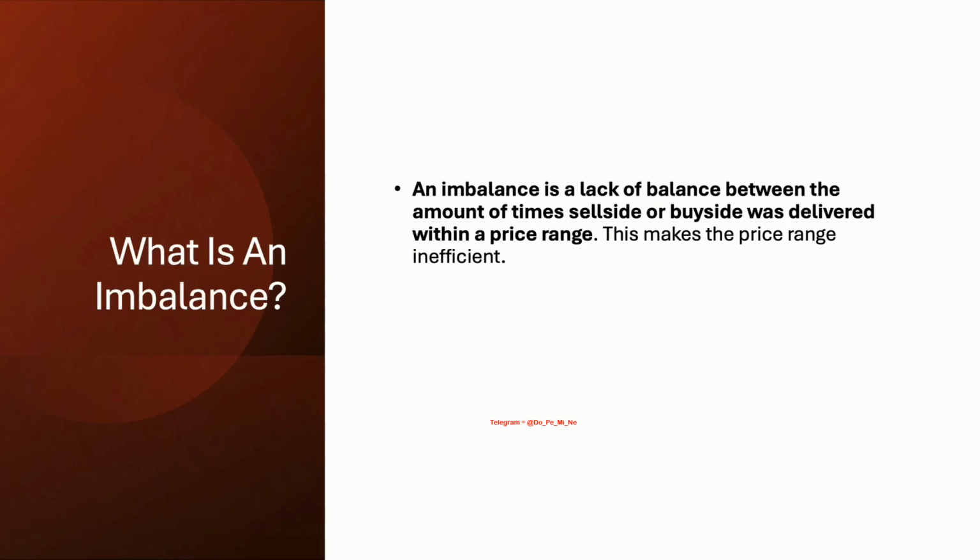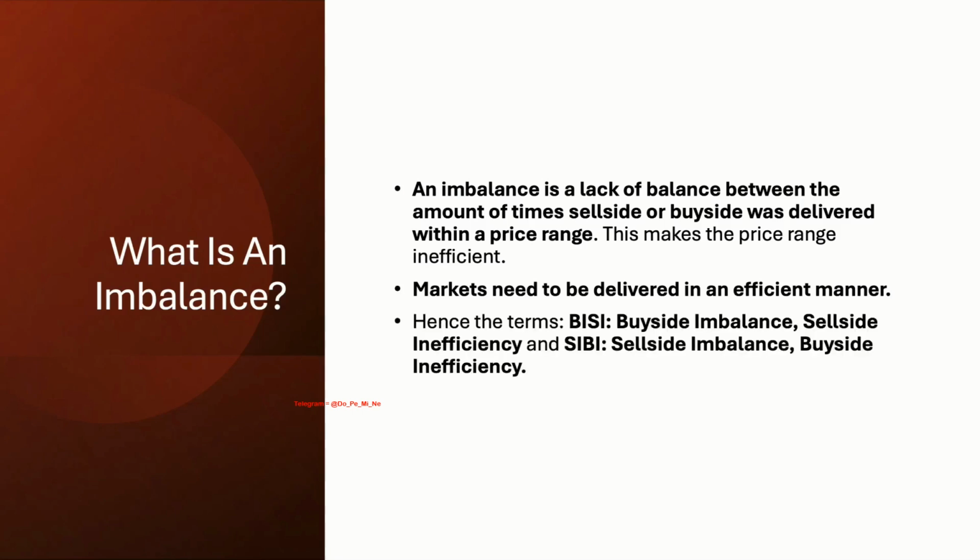The reason why it's very important to know when a price range is inefficient is due to the following. Markets need to be delivered in an efficient manner if they're algorithmically driven. If the price range is not efficient yet, the market is not allowed to expand towards the next price range. That right there is a key note. Hence the terms BC, buy side imbalance, sell side inefficiency, and CB, sell side imbalance, buy side inefficiency.